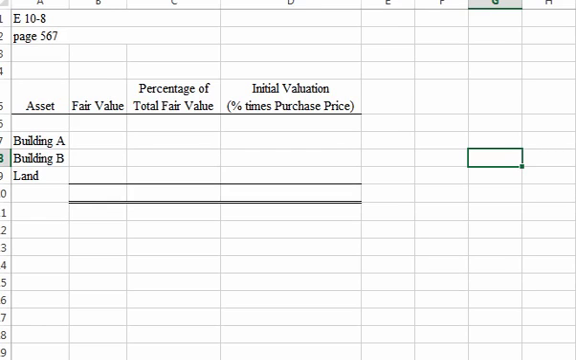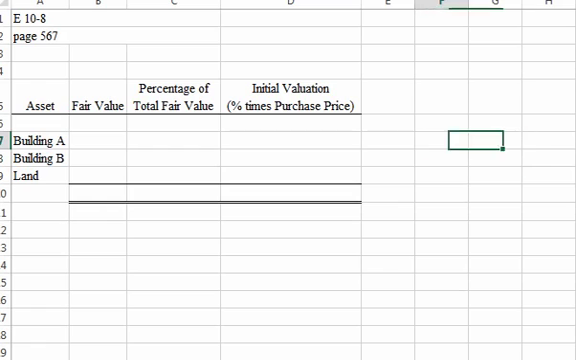Now, the appraised values for the land and both buildings are given. But if you add those up, they exceed the purchase price that was paid. So what we need to know is how much of the purchase price of $900,000 should be assigned to Building A, how much to Building B, and how much of the purchase price should be assigned to the land.